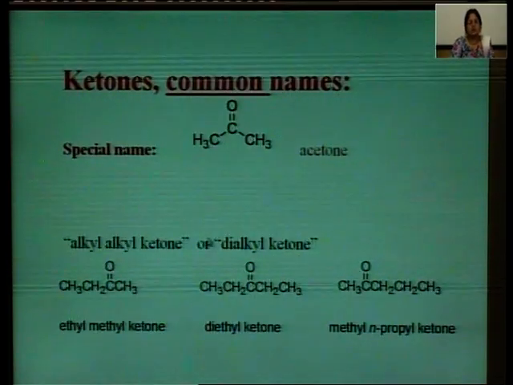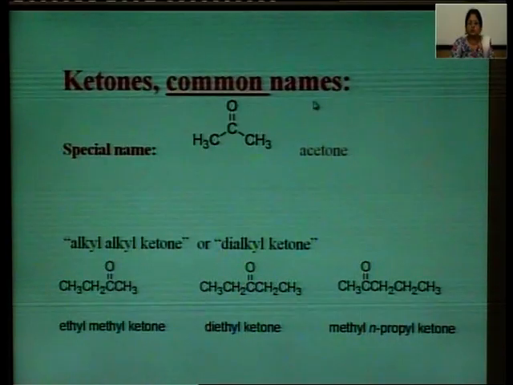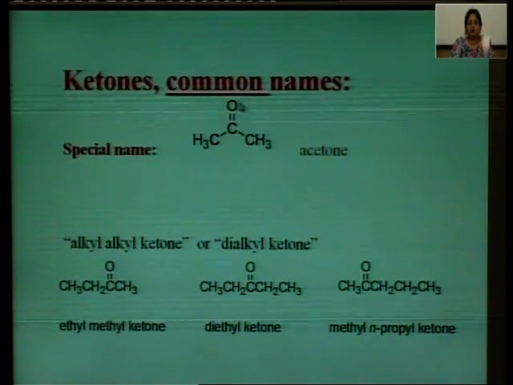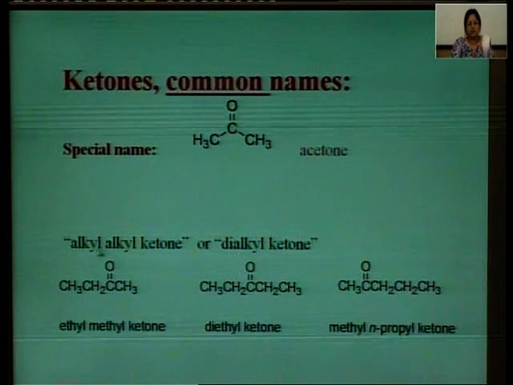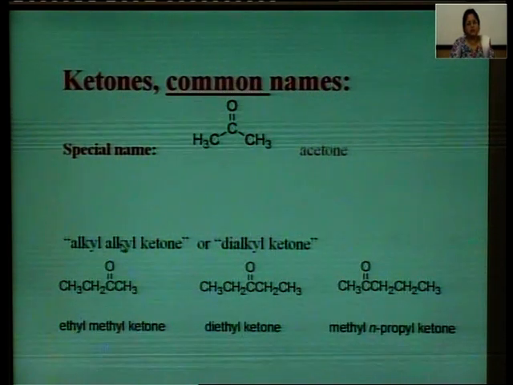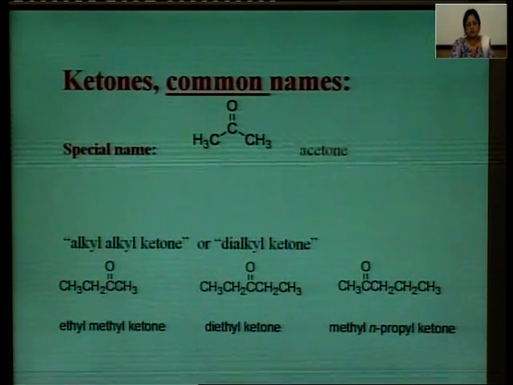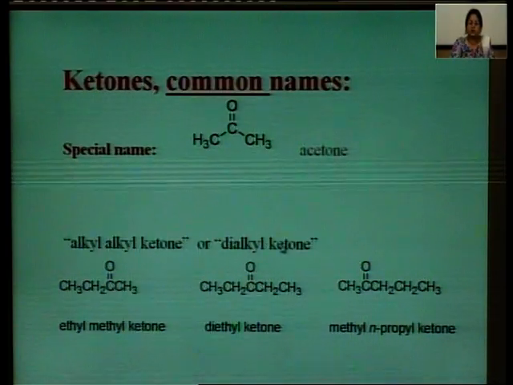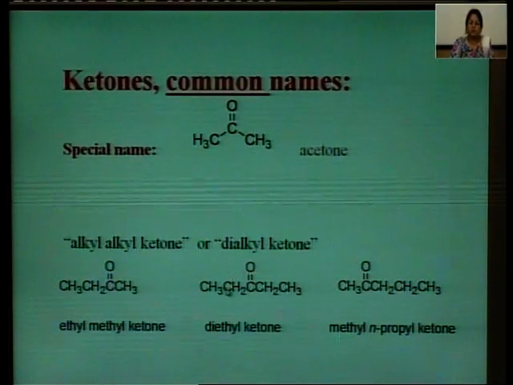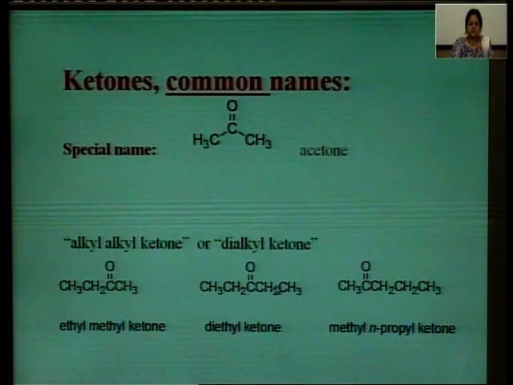Then coming to the naming of the ketones. Firstly, we will take up the common names of the ketones. Commonly, the ketones are named as alkyl ketones if the two alkyl groups attached to the carbonyl moiety are different, or they are named as dialkyl ketones if the two alkyl groups attached to the ketone are the same.